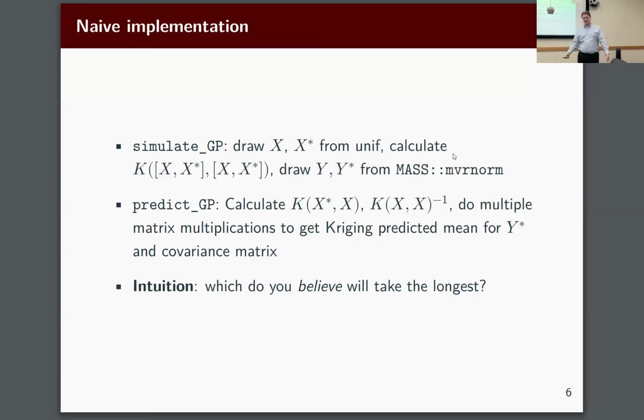We're doing multiple matrix multiplications. We're having to invert this kernel matrix. That's an n by n thing, right? So it seems reasonable to think that this is going to be the expensive part.